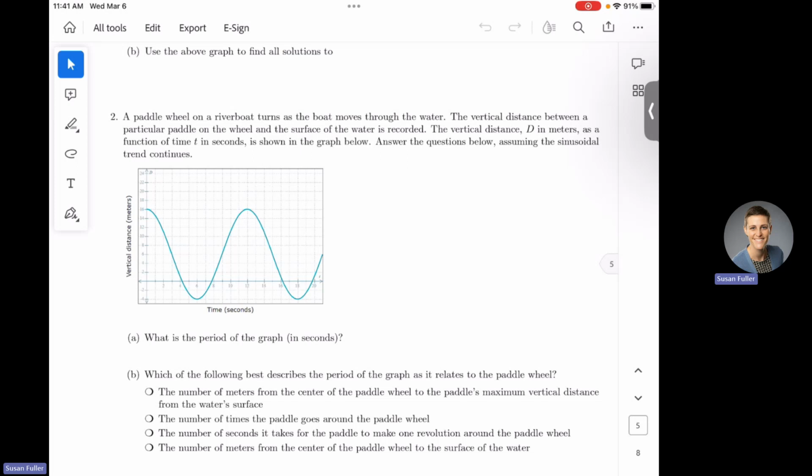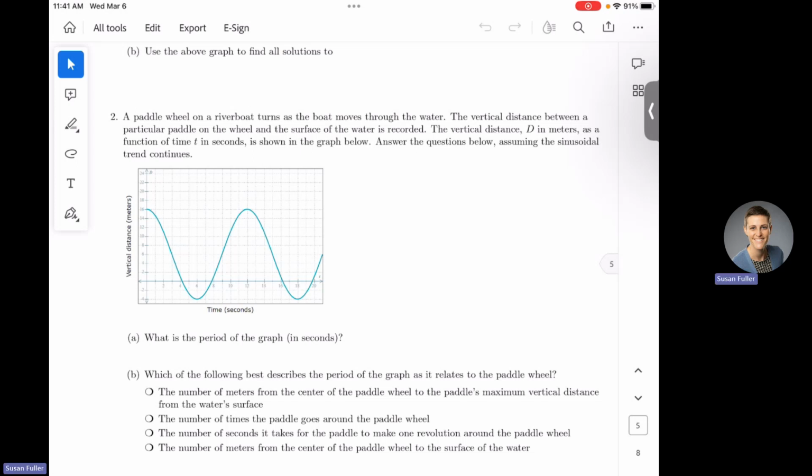Okay, so a paddle wheel on a riverboat turns as the boat moves through the water. The vertical distance between a particular pattern on the wheel and the surface of the water is recorded. So the vertical distance d in meters as a function of time t in seconds is shown in the graph. And we have to answer some questions.